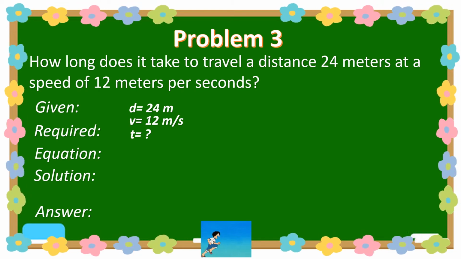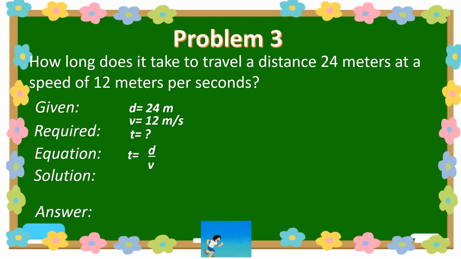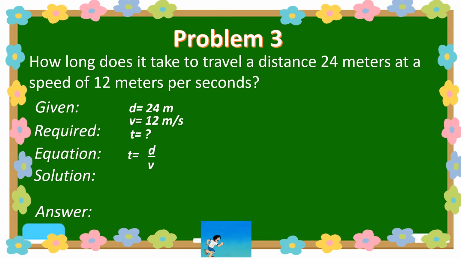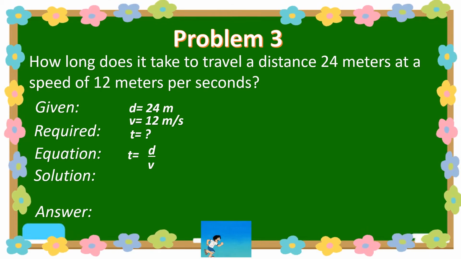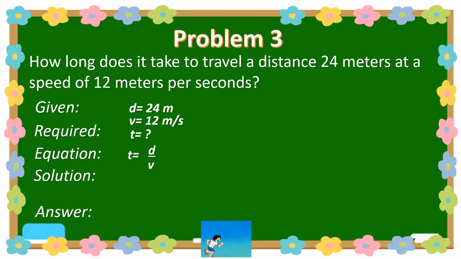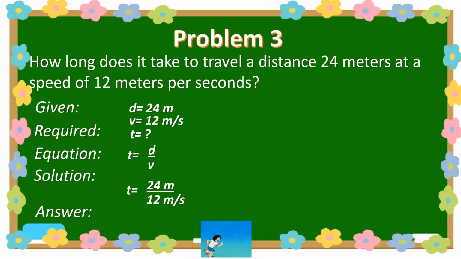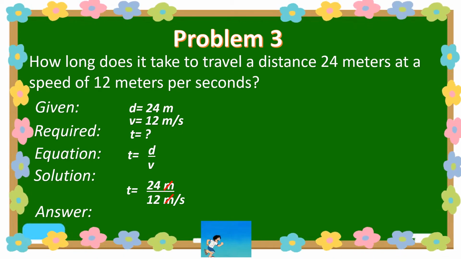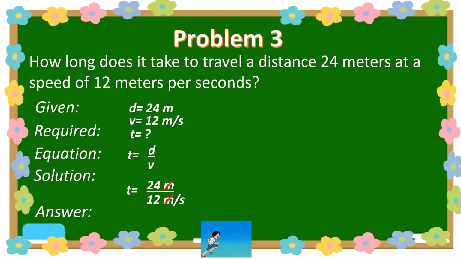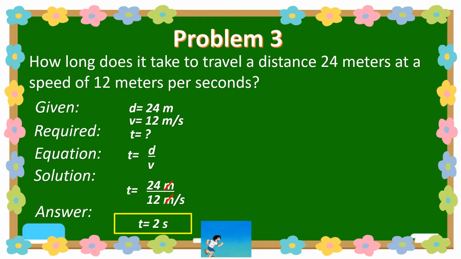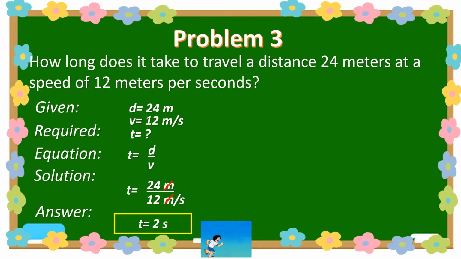Then, the formula in getting the value of time is equal to distance divided by the speed. Then for the solution, just substitute the value of distance, which is 24 meters, divided by the value of speed, which is 12 meters per second. Then, cancel meters to get the unit seconds. Then, 24 divided by 12 is equal to 2 seconds. That will be the final answer.